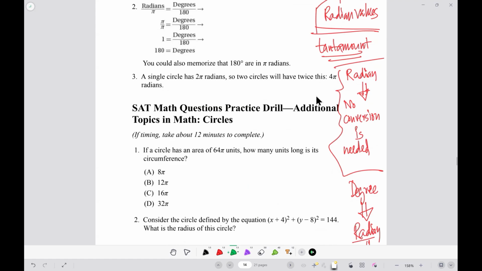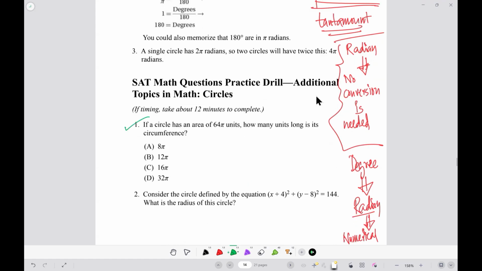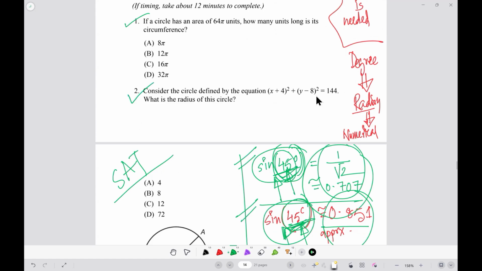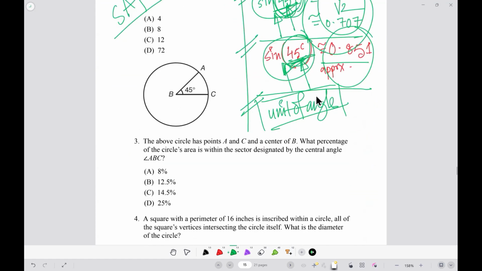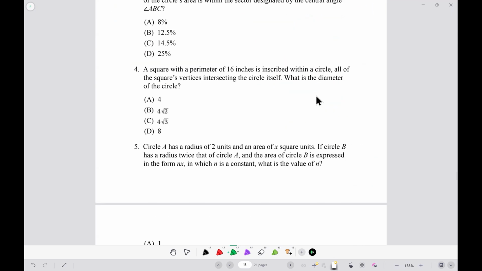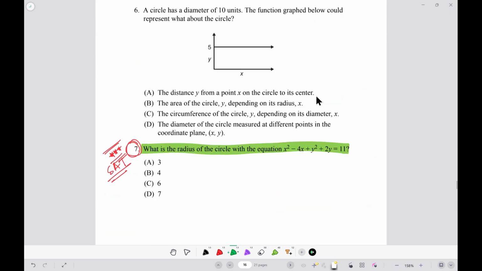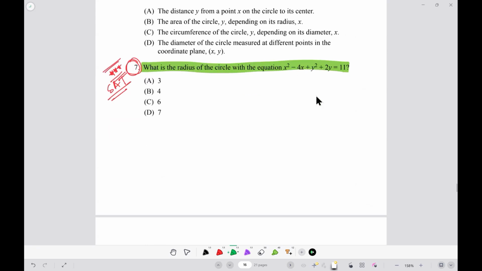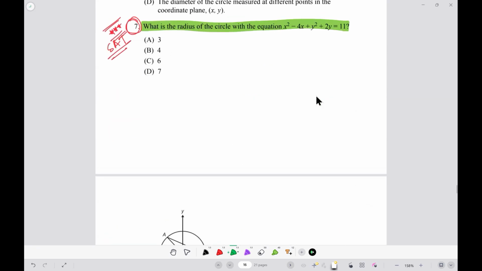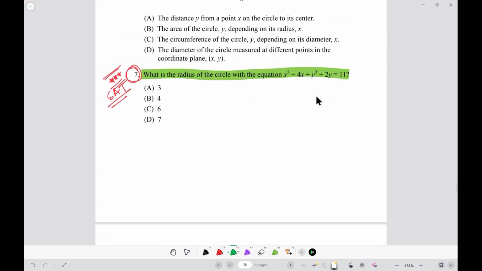So now we have some practice problems. These are pretty easy problems, and you are suggested to solve them at home. Do it yourself, and you can solve it. You need to use your brain, definitely. I'm going to talk about problem number 7, which is quite important for the SAT.